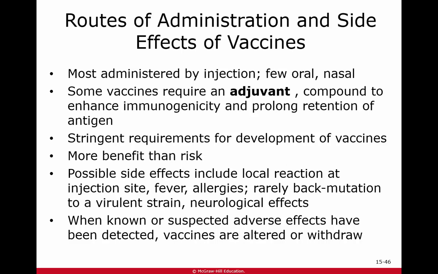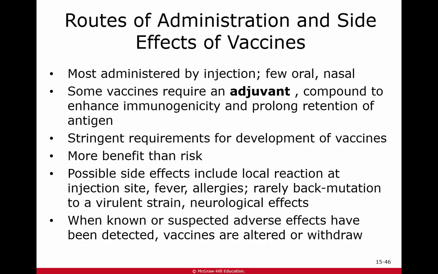As far as the routes of administration and side effects of vaccines, most vaccines are administered through injection, although we do know that there are a couple, like a nasal spray that you can do, that type of stuff, but most of them are going to be the injection. Some vaccines require an adjuvant, which is a compound that enhances and prolongs the retention of the antigen. Again, that's kind of a rare thing. You don't see it with a lot of them.